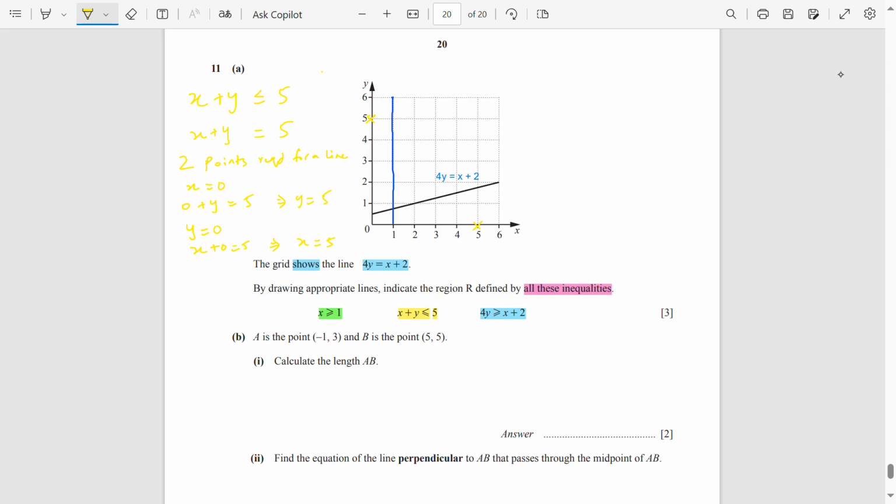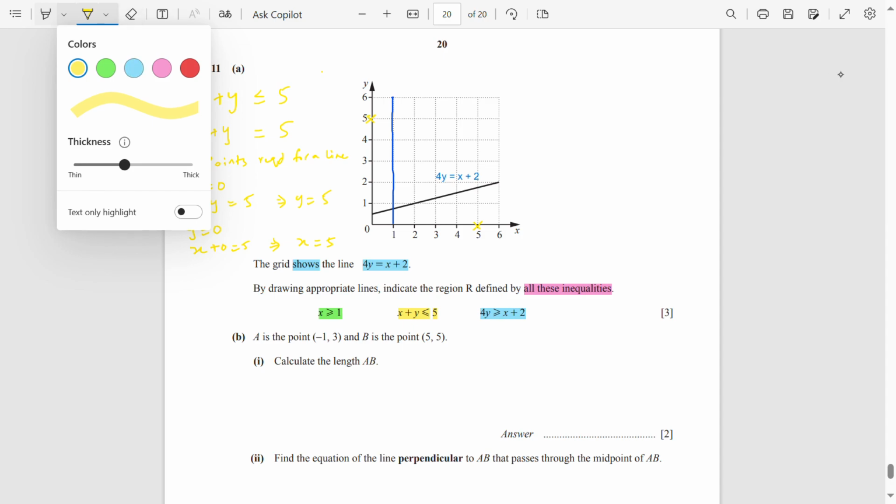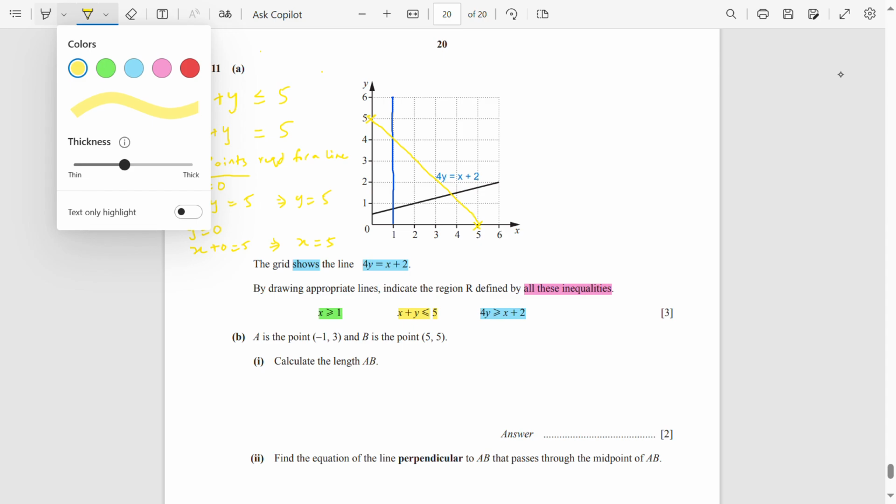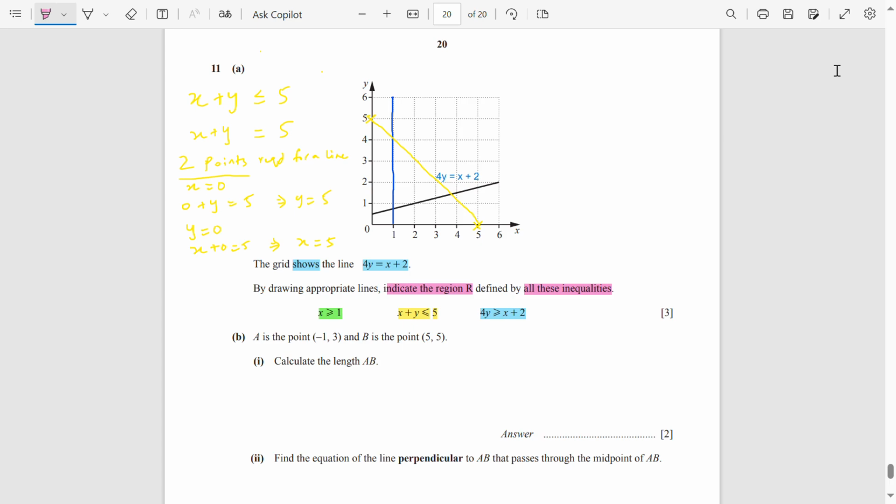You can see that I have successfully got my 2 points, and these 2 points I have got them on the grid. My job is to join them with a ruler. Okay, so I have joined them with a ruler. Now you can clearly see the required solution is right in front of your eyes. That is the indication of the region R.